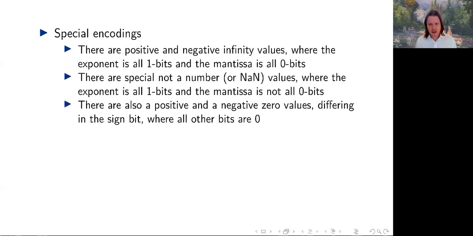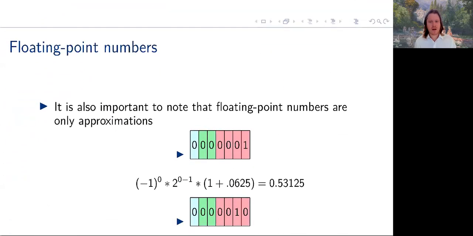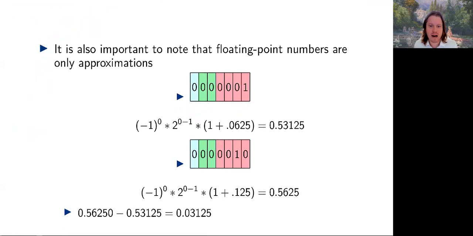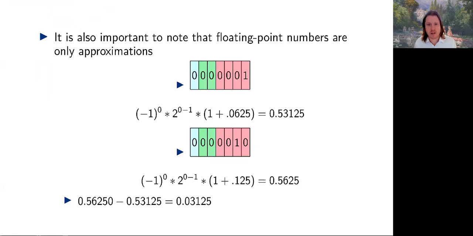Okay, continuing on. It is important to note that floating point numbers are stored as only approximations. So let's just start at the smallest, not the smallest, but 1 up from 0.